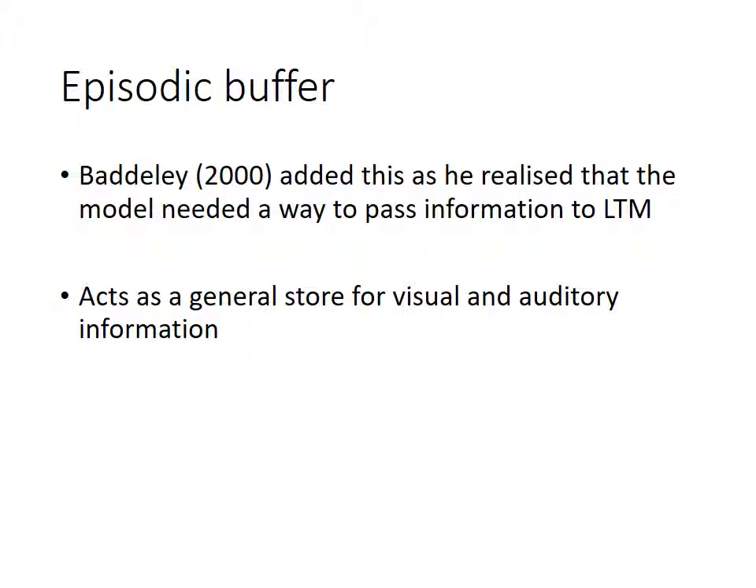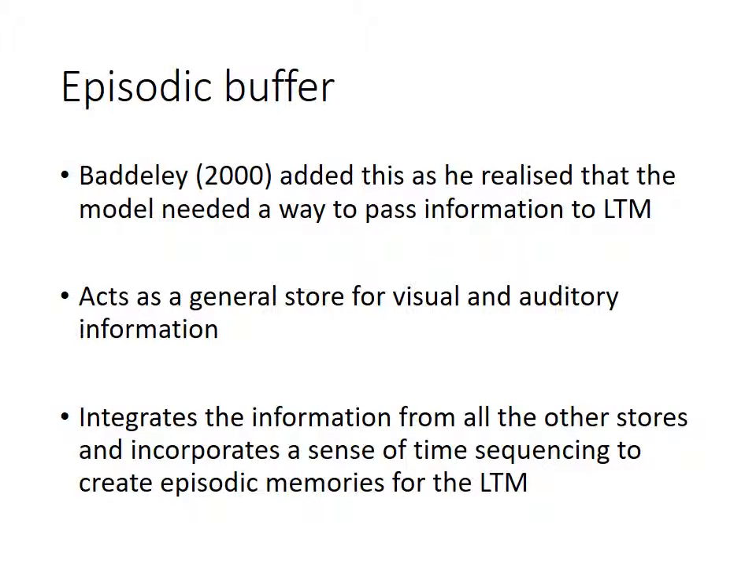So like I said earlier, it is a general store for all this kind of information. It's visual and auditory information from the other slave systems in the model. And it takes all of these different things, the sounds that are happening, what was happening, the visual detail, the spatial relationship between objects, all this kind of stuff, and it combines it with a sense of time sequencing, is what he called it. So a sense of timing to it, so you know what happened in what order. And altogether, makes an episodic memory, just like we look at in the types of long-term memory lesson.